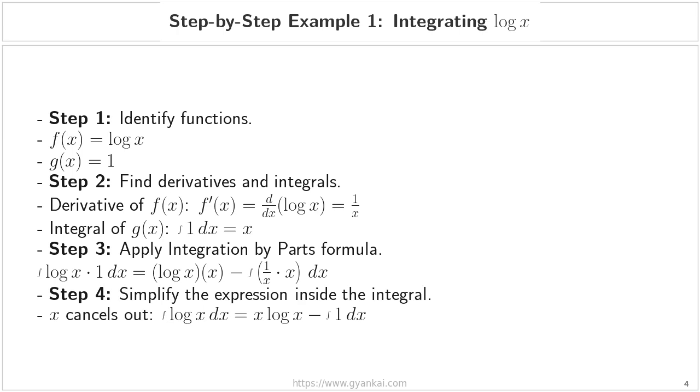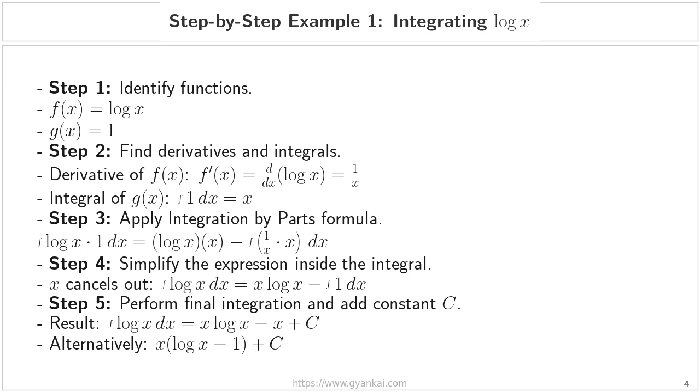Step 4, simplify the expression inside the integral. Now, let's simplify. Inside the second integral, we have 1 over x multiplied by x. Notice that the x terms cancel each other out, leaving us with just 1. So, the integral of log x dx equals x times log x minus the integral of 1 dx.